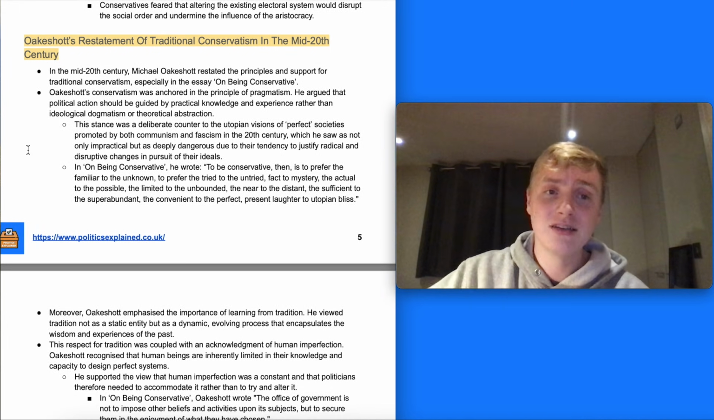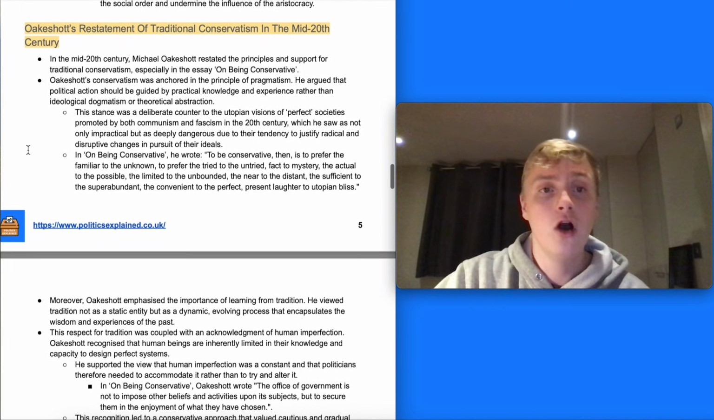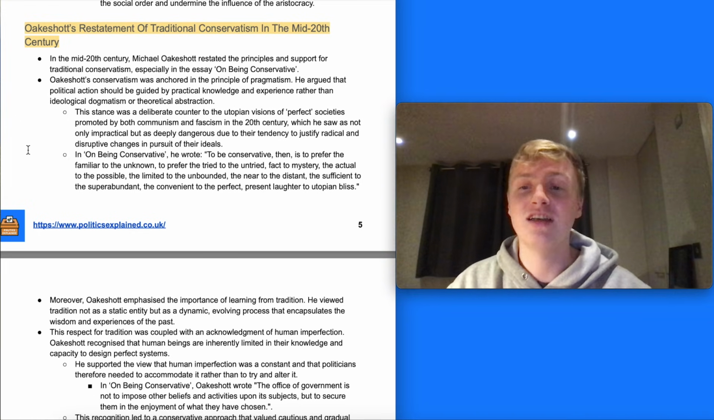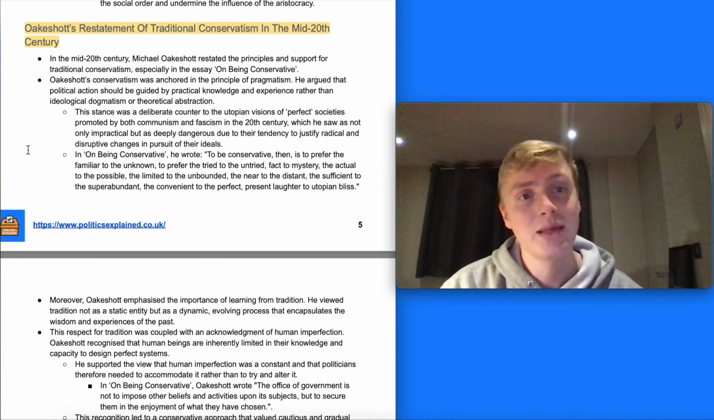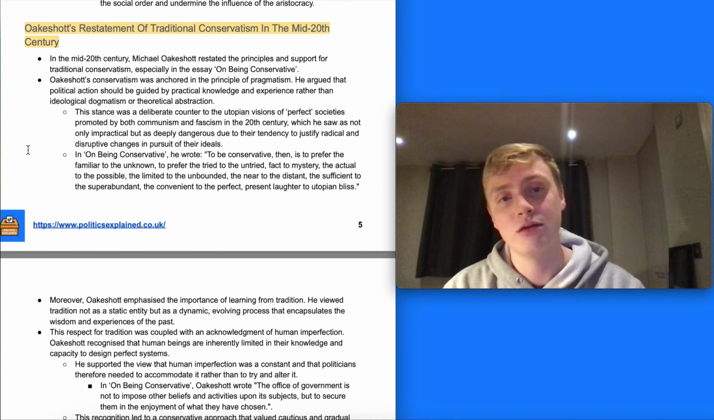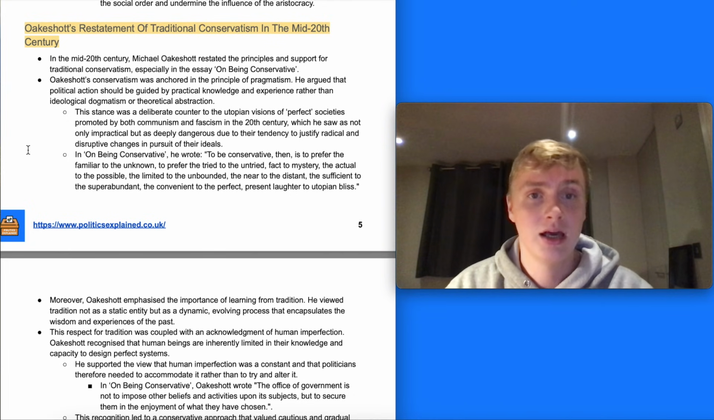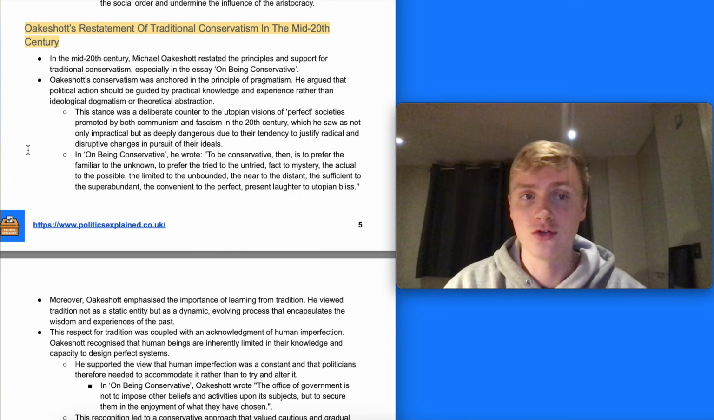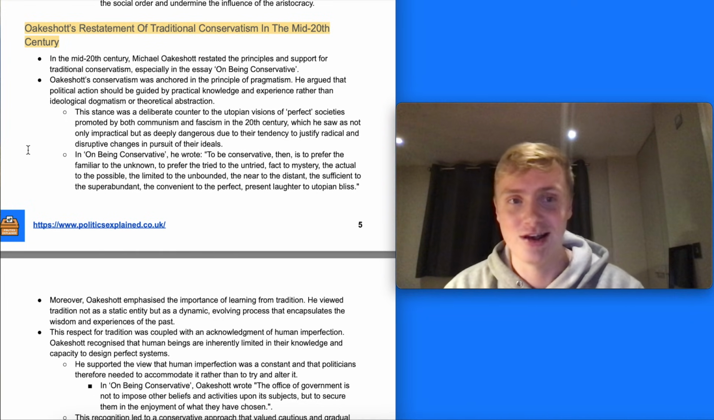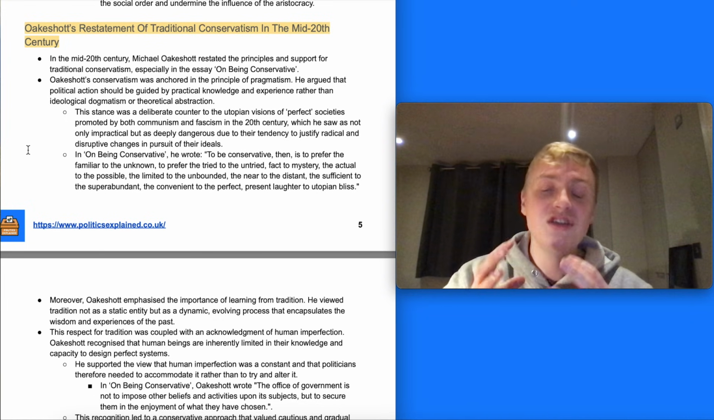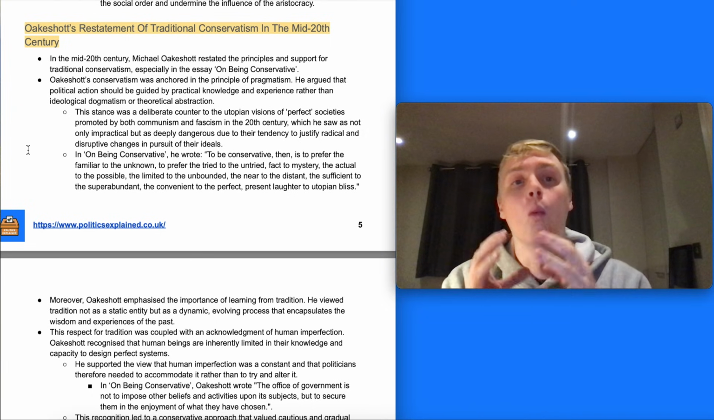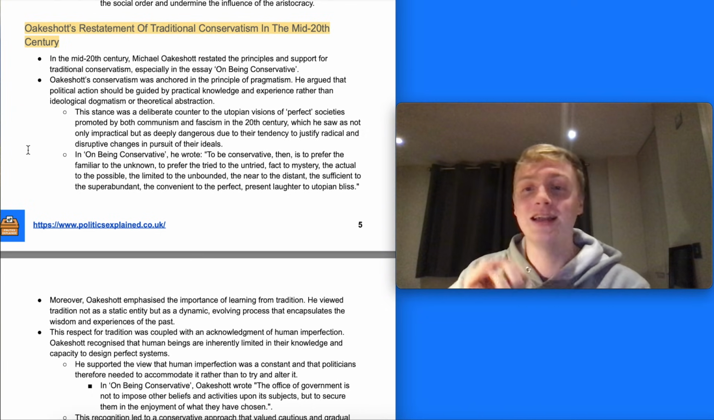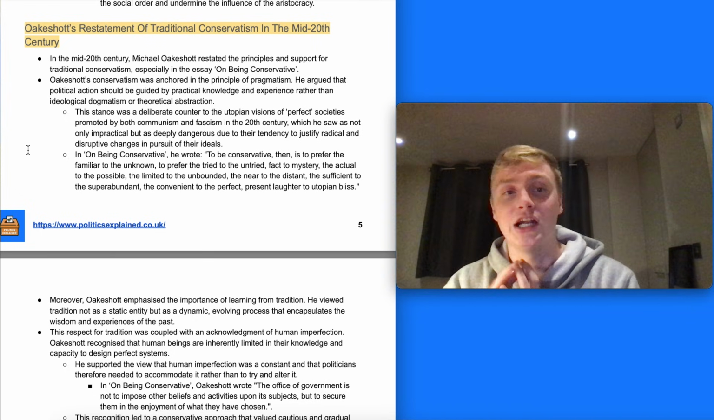As I was talking about, in the mid-20th century, Oakeshott was really important in restating the importance of traditional conservatism, especially in his essay On Being Conservative. And his conservatism, again restating the key principle, was anchored in pragmatism. He argued that political action should be guided by practical knowledge and experience rather than ideological dogmatism or theoretical abstractions. That's quite a lot of big words, but we should decide political decisions based on what works, based on what's worked in the past, based on tradition, not based on idealistic ideas of designing an ideal society.